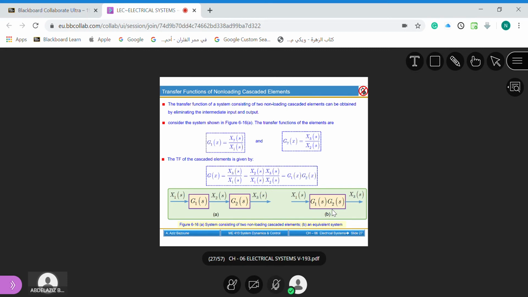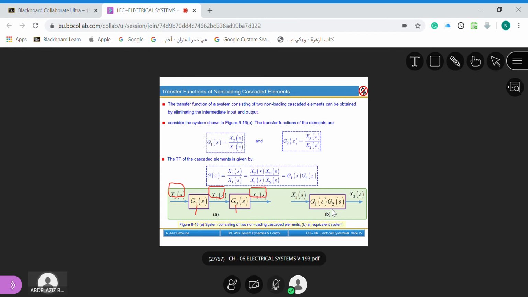When we have transfer functions or blocks, sometimes we find the relationship between input and output, either connected in series or in parallel. Suppose we have two transfer functions, G1 connected to another transfer function G2. The input for G1 is X1. The output for G1 is X2. This output could also serve as an input for G2, and the output is simply X3.